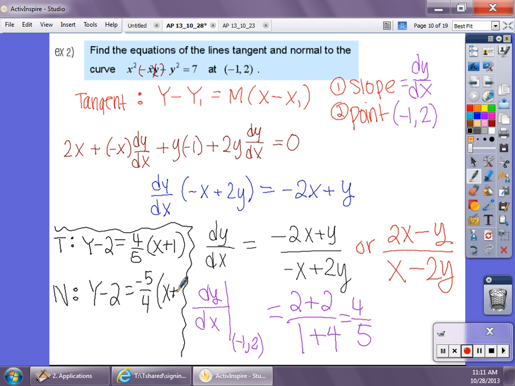Nothing else changes. Question: can I do the same thing, opposite reciprocal, in slope-intercept form? Y equals mx plus b. Thumbs up if I can, thumbs down if I cannot. Okay? The answer is you cannot.